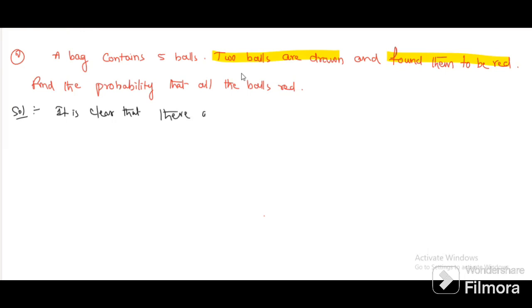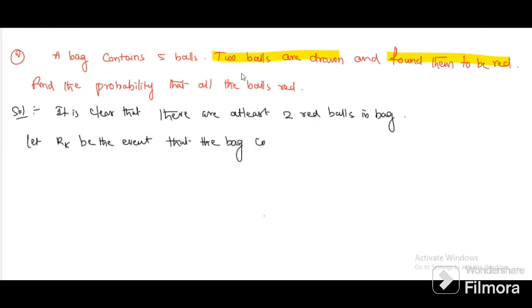So it is very clear that there are at least 2 red balls in the bag. That is to confirm. So let us assume R_K be the event that the bag contains K red balls. Here the K value is at minimum 2, because we get to know that 2 balls are there. So 2, maybe 3, maybe 4, maybe 5.